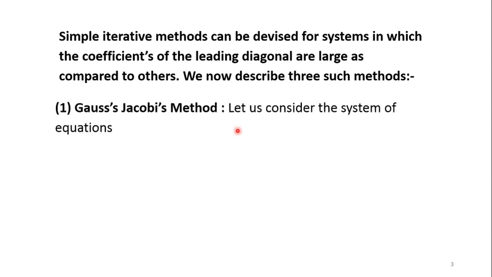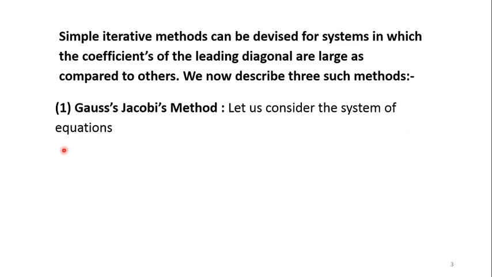Simple iterative methods can be devised for systems in which the coefficients of the leading diagonal are large as compared to others. We now describe three such methods. One by one, first we will explain through this lecture the Gauss-Jacobi method, then in the next lecture we discuss the Gauss-Seidel method, and then in the lecture after that the relaxation method, which is the last method for this chapter.